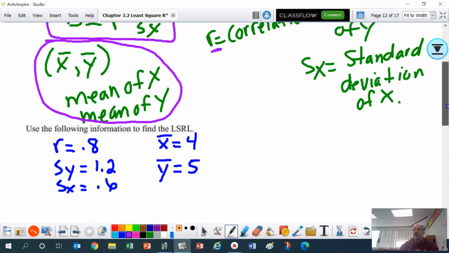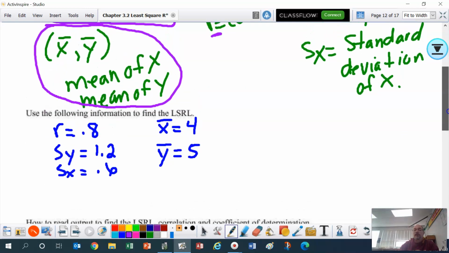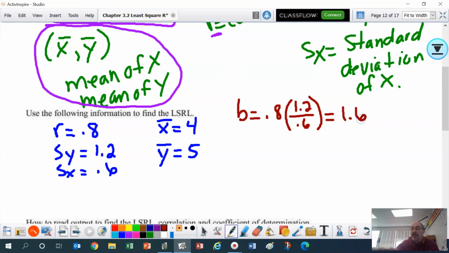So here we go. I've got some information right here. So step number one, I am going to go ahead and find the slope. So B equals the R times the S sub Y, 1.2, divided by the 0.6. So that's going to be my slope, ladies and gentlemen. And I already did the math for this. Hopefully I didn't do it wrong. I get 1.6. So that's my slope.